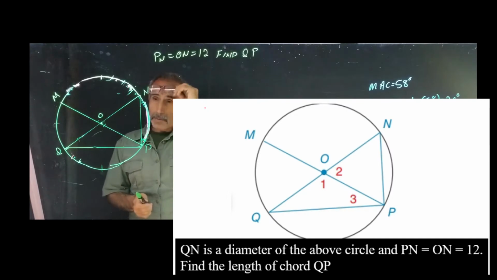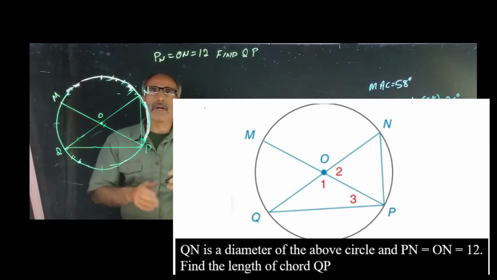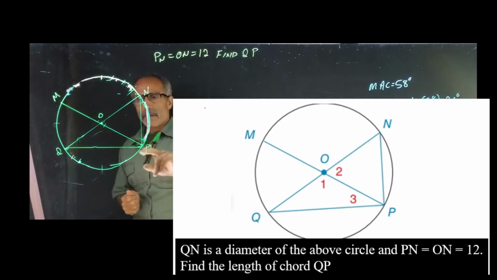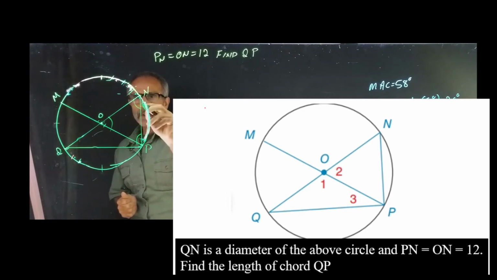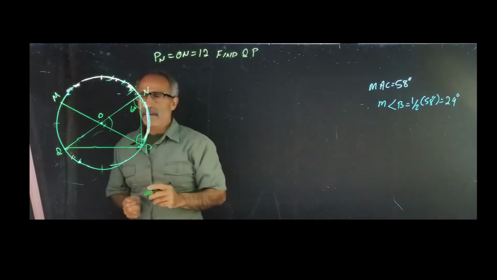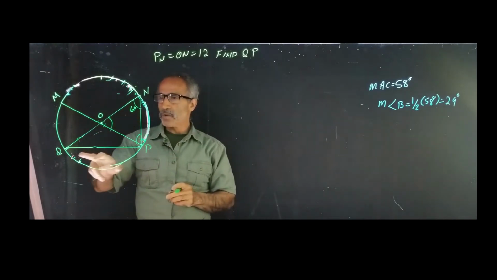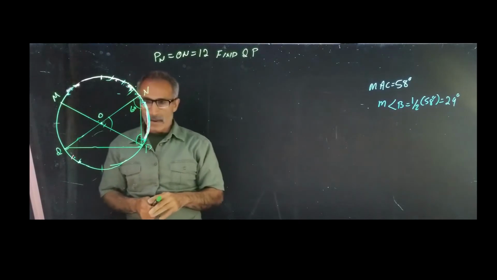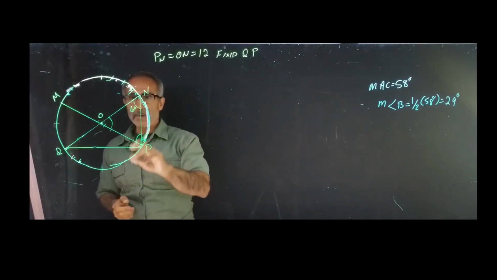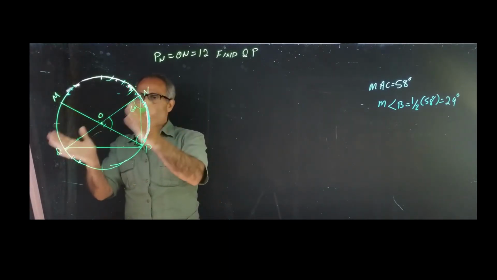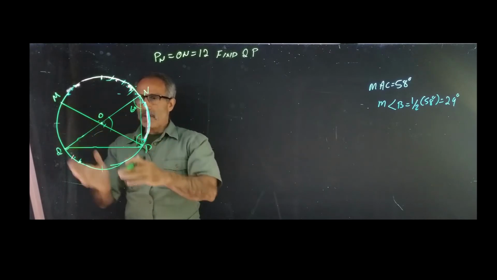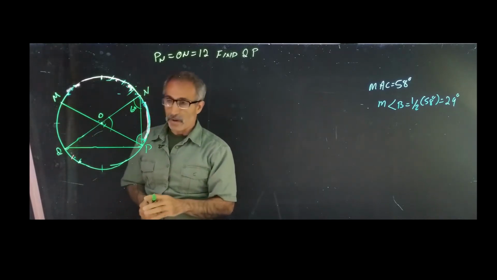All right, so we're looking at this problem right here, and we have PN is equal to ON. So this triangle is an equilateral triangle. That means all angles are equal, so each angle is 60 degrees. We know that. Okay, and then it says find QP. Well, before we do that, this is incredible. These two lines crossing each other make a bunch of triangles, and we can take this to our advantage.